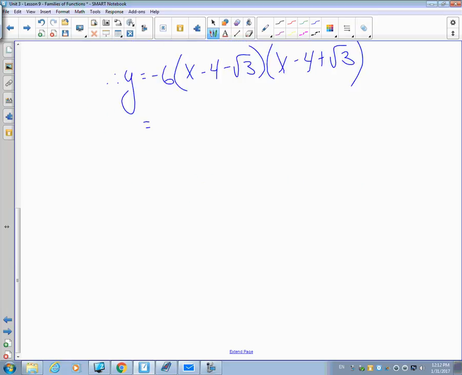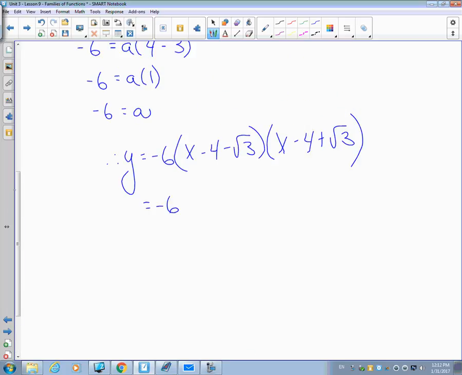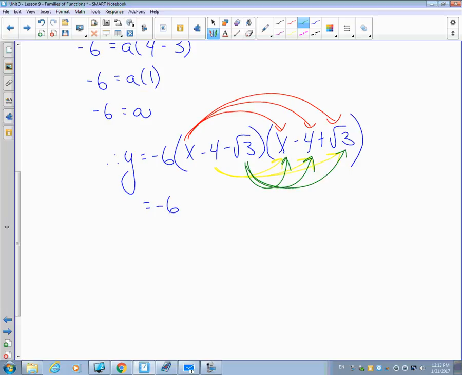So let's leave that negative 6 alone, and we'll use the idea of FOIL. That is, we'll multiply the x times each thing, then we'll multiply the 4 times each thing, and then we'll multiply the 3 times each thing. So we end up with 9 terms, and hopefully some of those will cancel each other out. I'll give you a hint, they will. So x times x squared, x times 4, x times root 3 is x root 3.